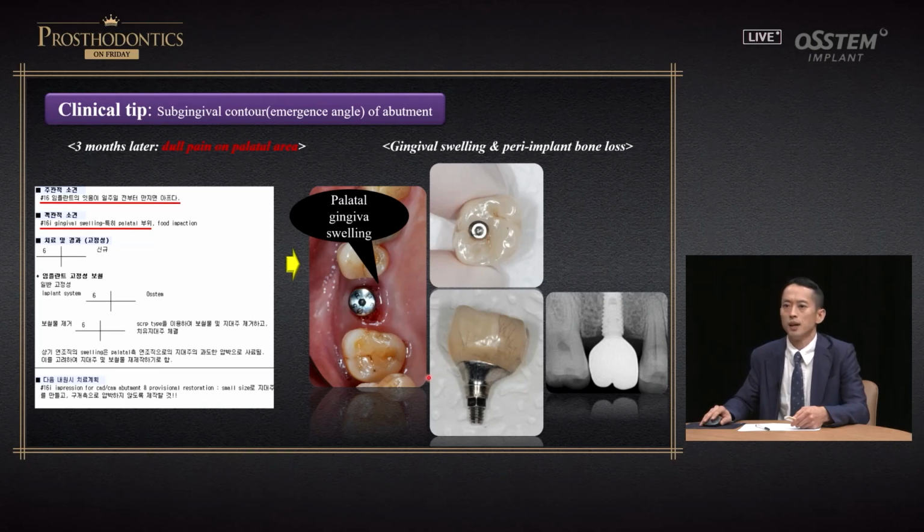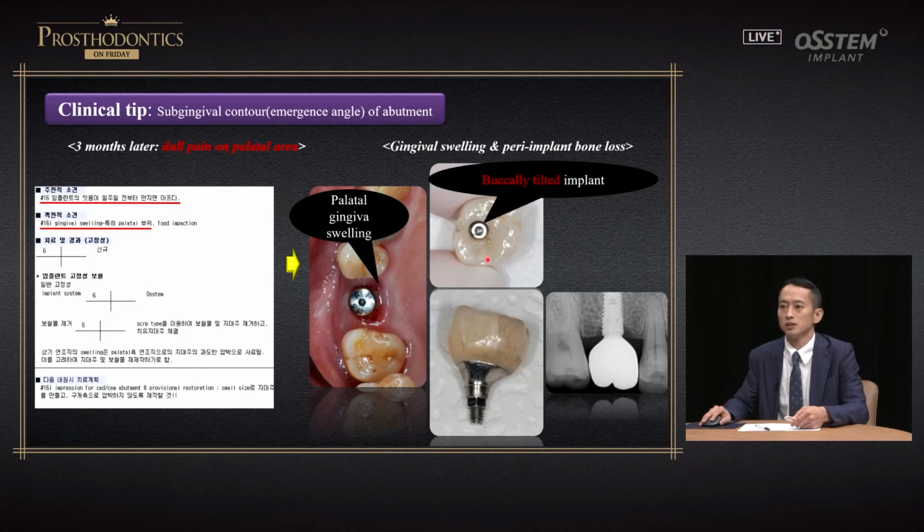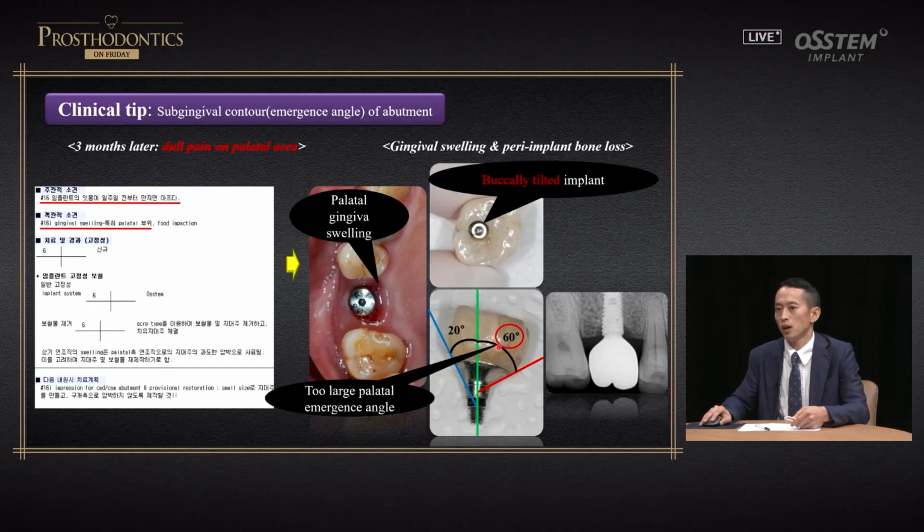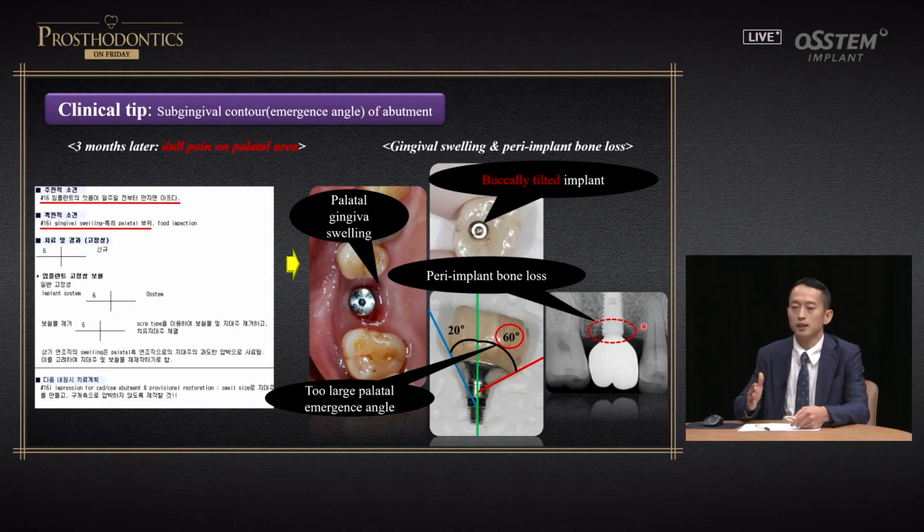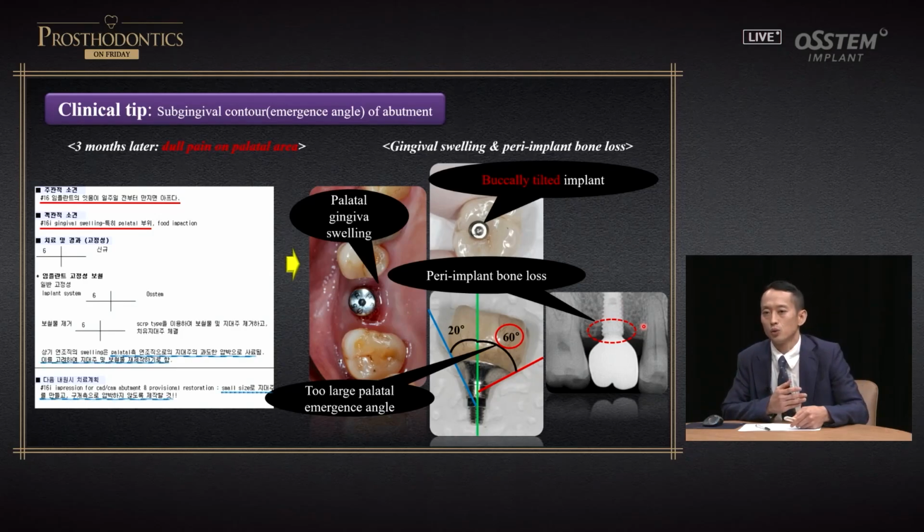If you look at the prosthesis, the implant is slightly placed buccally, and I provided a big crown. Therefore, the palatal emergence angle was almost 60 degrees. When I took x-ray, you can see that there's bone loss around the implant. This needs to be redone.